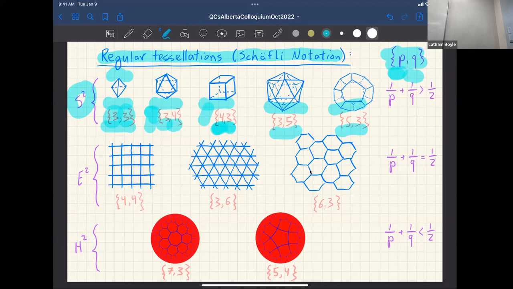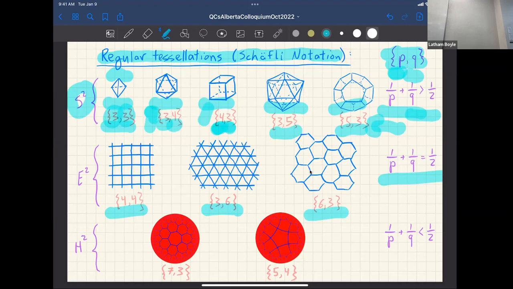Okay, and the thing that makes these tilings positively curved, cover a positively curved space, is that this quantity 1/p plus 1/q is greater than a half. And you can check that these are the only 5 cases where that is satisfied. If 1/p plus 1/q is equal to a half, then they lie perfectly flat, and so you have the 3 cases you know and love that satisfy that property: the square tiling, the triangular tiling, and the hexagonal tiling.